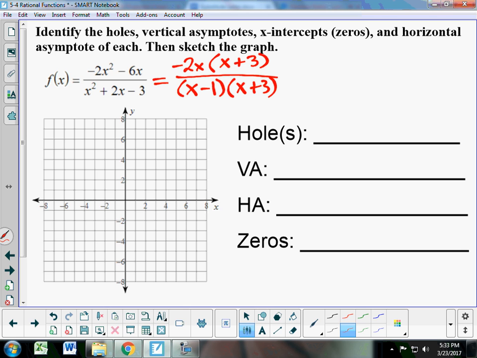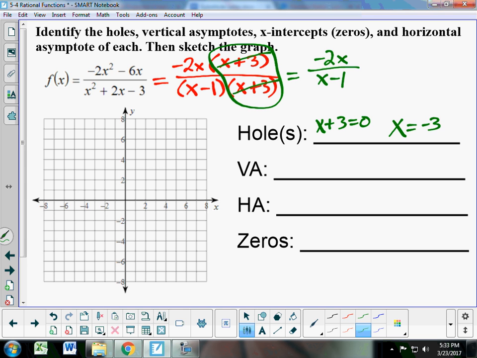And right away you might notice that we're going to have some canceling going on. So x plus 3 gets canceled, and then we're left with negative 2x over x minus 1. So remember, this stuff that got canceled, that's going to create the hole. So x plus 3 set equal to 0. Well, subtract 3, x equals negative 3. There's going to be a hole at negative 3. Okay?